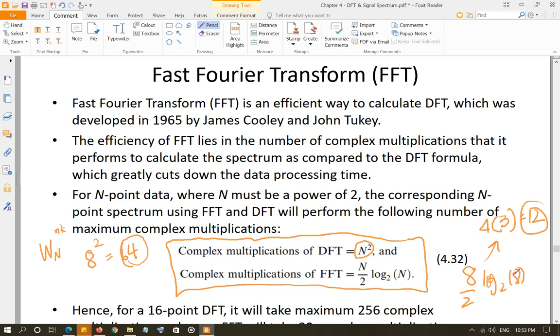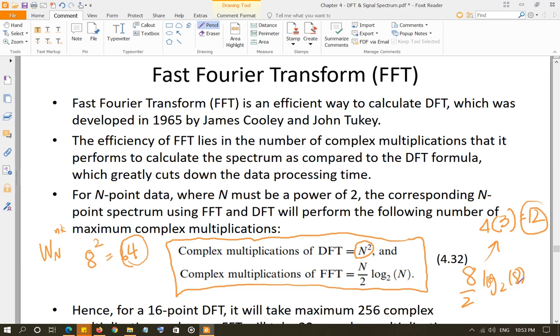Imagine if you have 2 to the power 15 numbers in your data points. Then the complex multiplications, if you use DFT, is 2 to the power 15 squared. And if you use FFT, it's going to be 2 to the power 15 divided by 2 times log base 2 of 2 to the power 15, which is going to be 15. So as the number of data points increases, FFT is a very efficient way to calculate DFT.